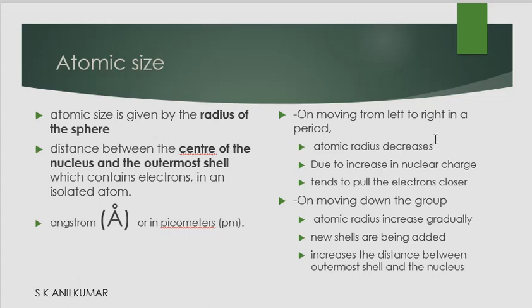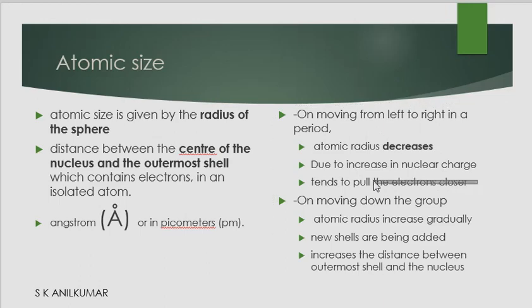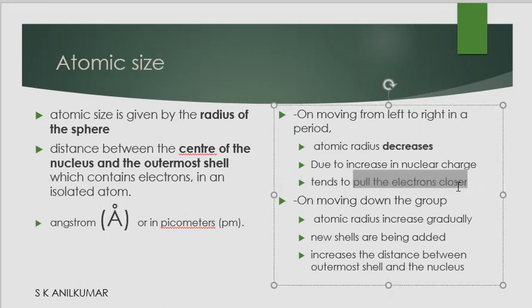So left to right, the radius decreases because the number of protons pulls the electrons closer. On moving down the group, the radius increases because the number of shells is more. If new shells are there, the distance will be more.